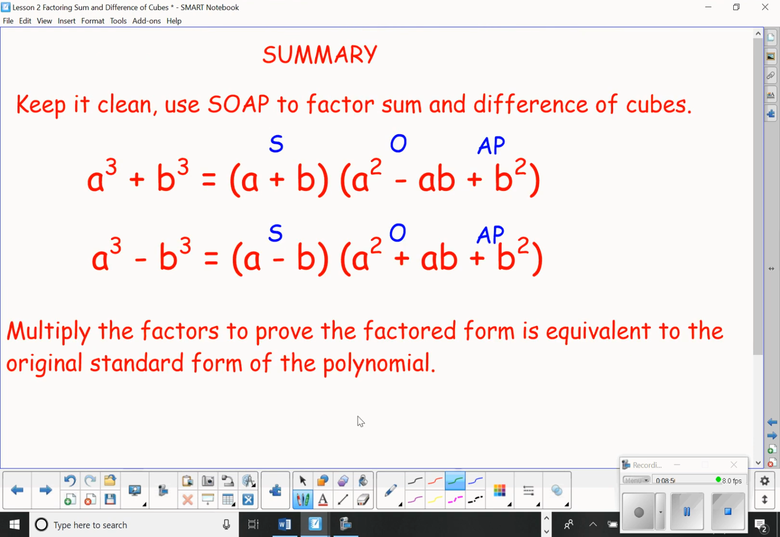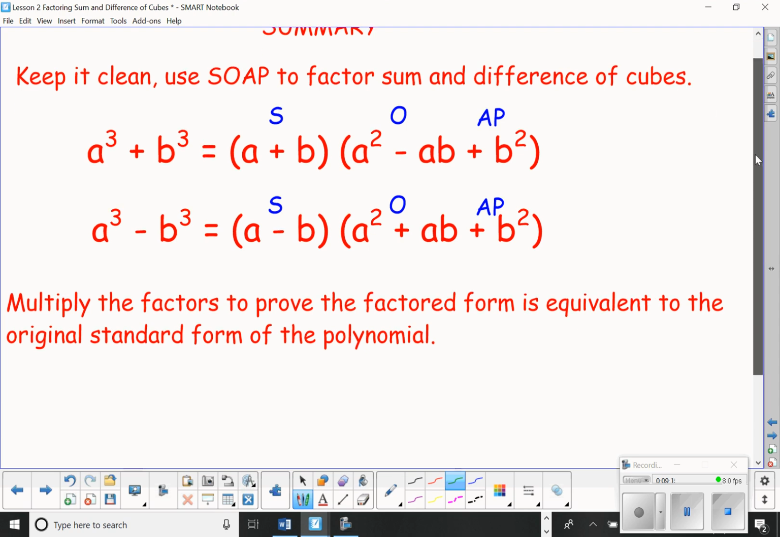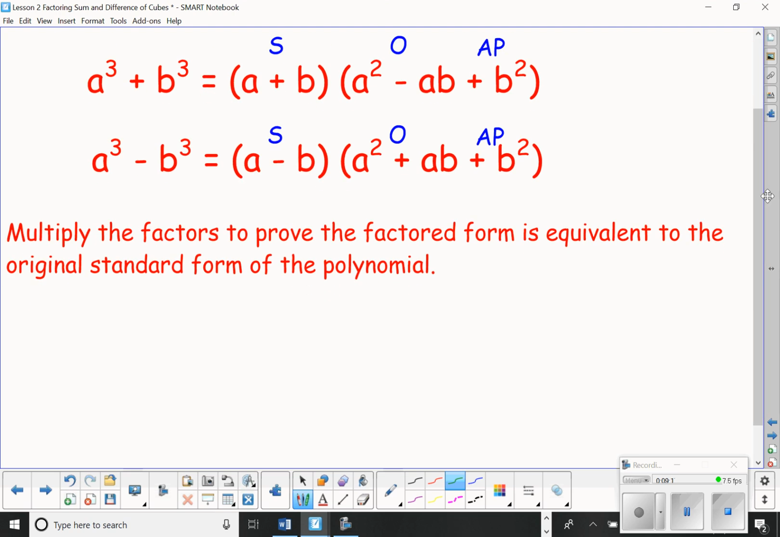In summary, we're going to keep it clean. We're going to use SOAP to factor sum and difference of cubes. Keeping it clean. Same, opposite, always positive. You get the cube roots, then you square them, multiply, square them. Okay? We can also multiply these factors back together again to prove that they get the result. And I'm going to do that once here. We're just going to do it with the difference of cubes.